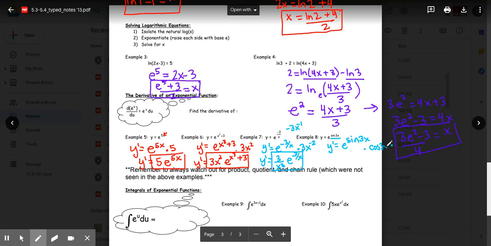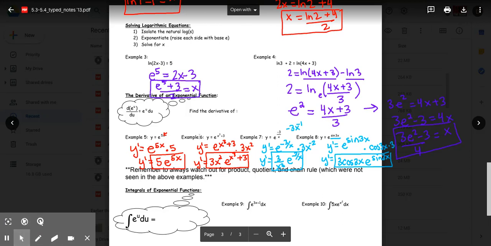Keep the inside the same times the derivative of the inside. So it'd be times 3. And that's it. And then you're just going to make it look nicer. So I would move the 3 cosine 3x out in front times e to the sine 3x. Right? So that's how you differentiate an exponential function.